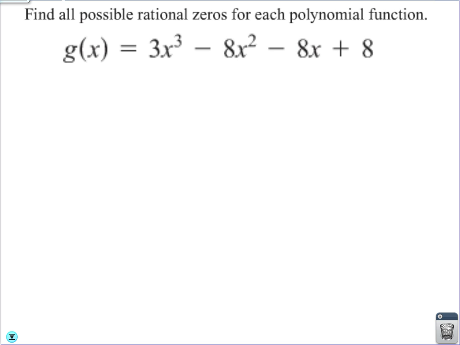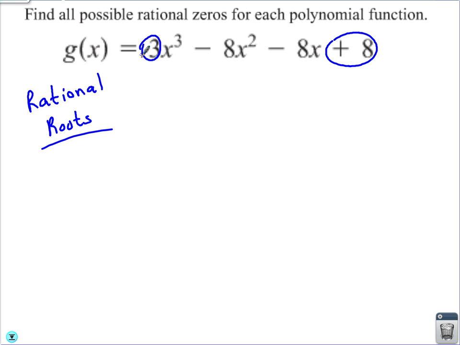Okay, here we go. Find all the possible rational zeros. And already, instead of roots, they're using the word zeros. All the possible rational zeros for each polynomial function. Here's what the rational root theorem says. You can find all the possible rational roots by taking the last number and taking the first number. It's got to be in descending order. Notice x to the third down, like it normally is. Take all the factors of the last number over all the factors of the first number. And I'll show you what we're going to do with it.